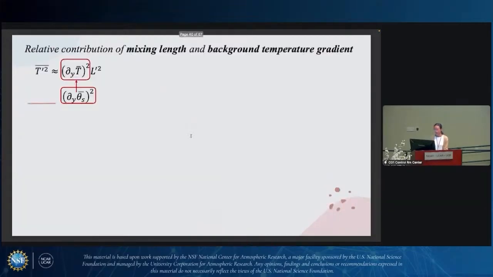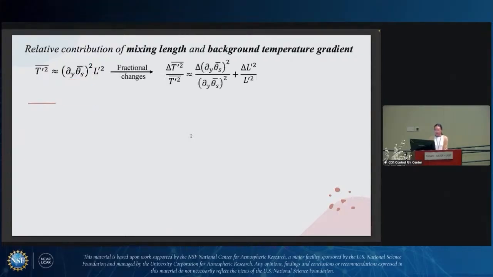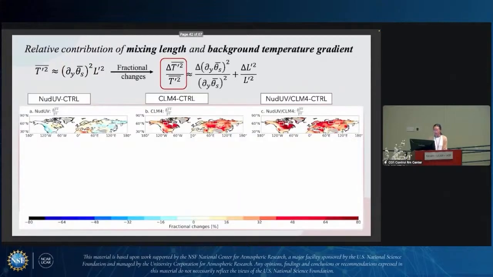Now let's first look at the relative partitioning between the mixing length and background temperature gradient. Here we use the smooth potential temperature to calculate the background temperature gradient so that we can minimize the influence from topography. And then we can calculate fractional changes of these equations. So here are the results.